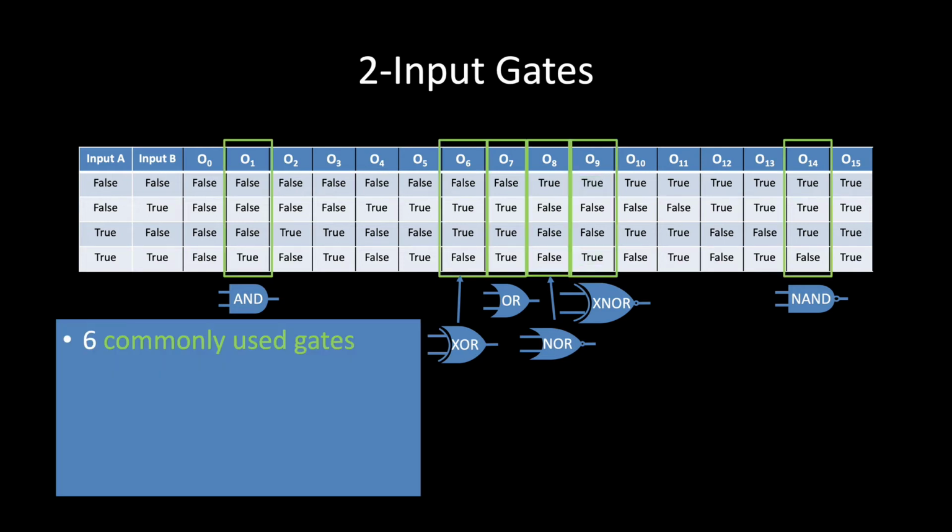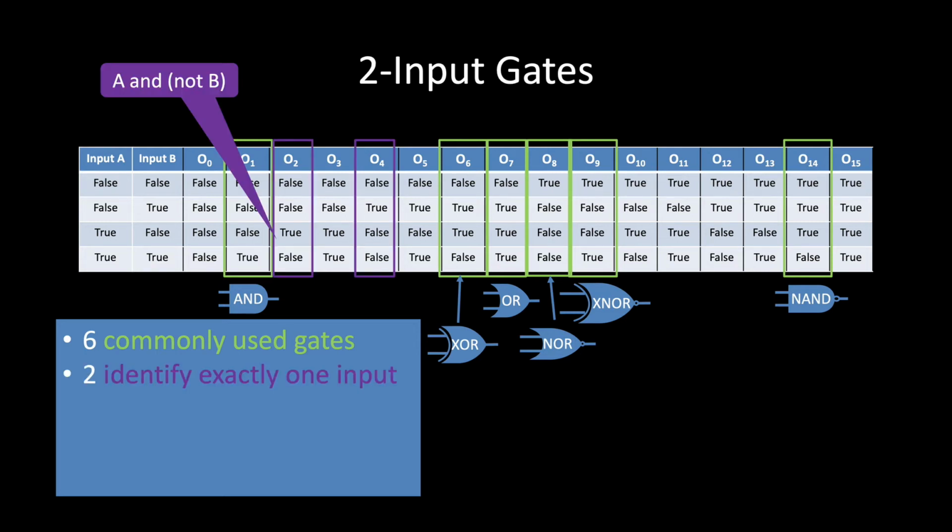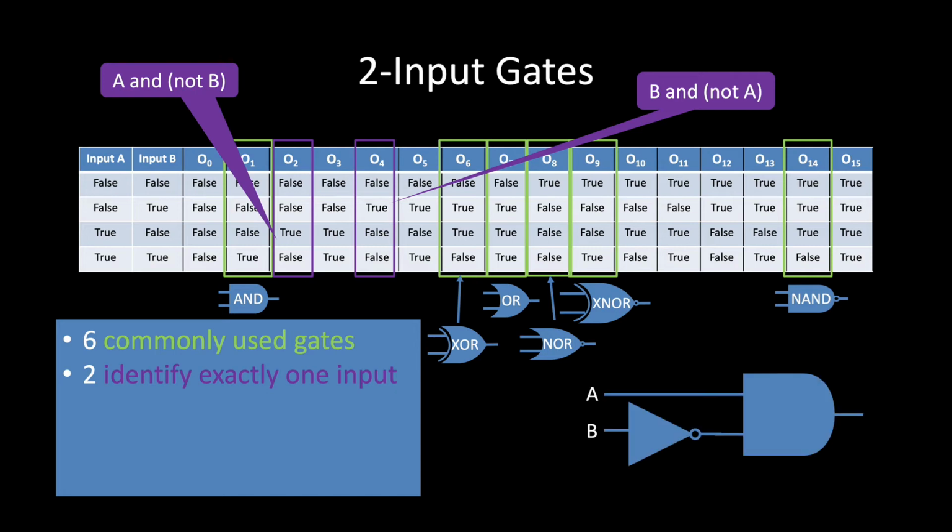So this gives us 6, for lack of a better term, named gates. But what about the other 10 truth tables here? Well, let's see. 2 of them are true for exactly one input. In this case, we have A and not B, and in the other one, we have B and not A. These gates are certainly potentially useful, but it's more common to build this logic out of the named gates, like to put an AND and a NOT gate together. So they don't have a name.